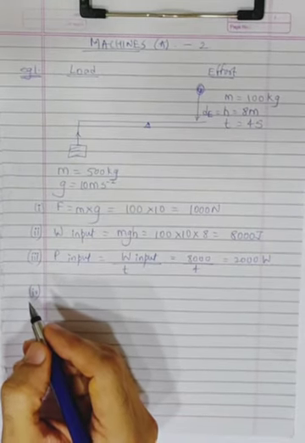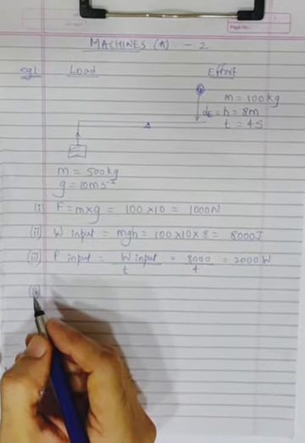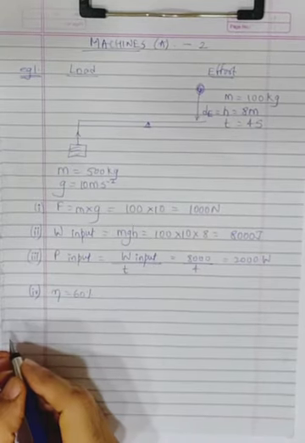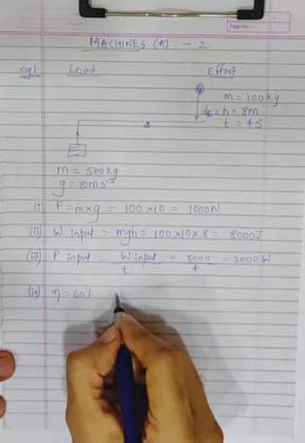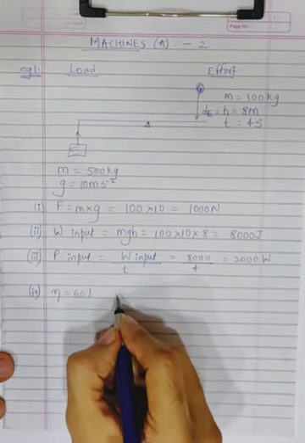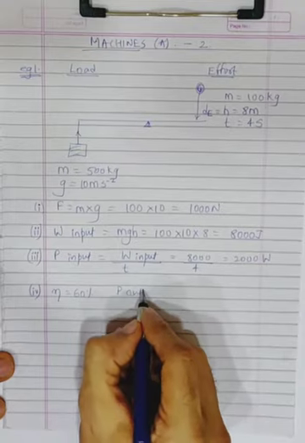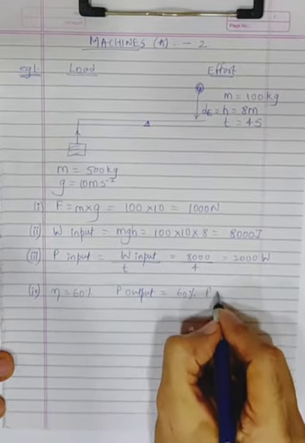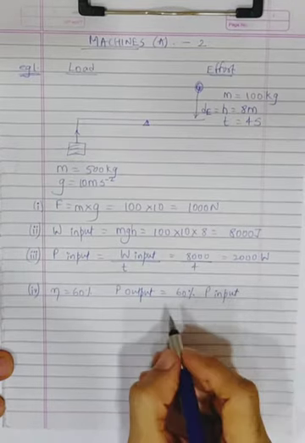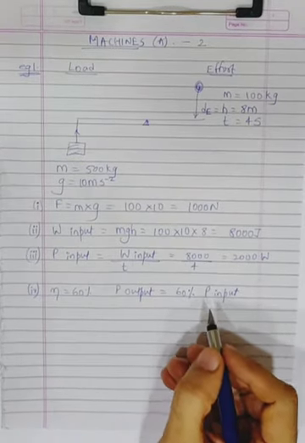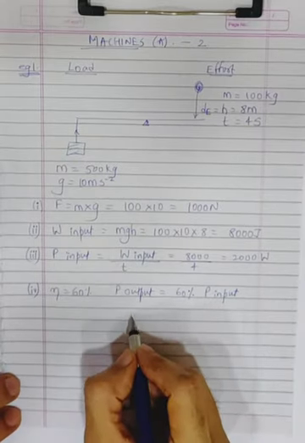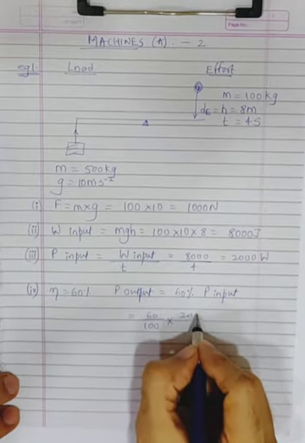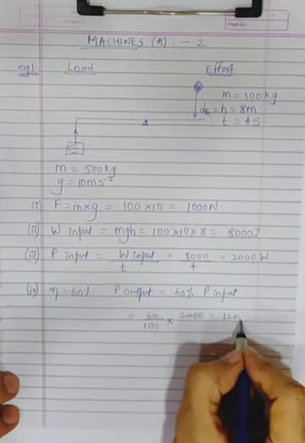Fourth part, the power output of the machine, given the efficiency is 60%. Now how to find power output? We can say that the power output is equal to 60% of your power input. Remember, your input will always be more than your output. So 60% means 60 upon 100. Your power input is 2000. Solve it, you will get 1200 watts.